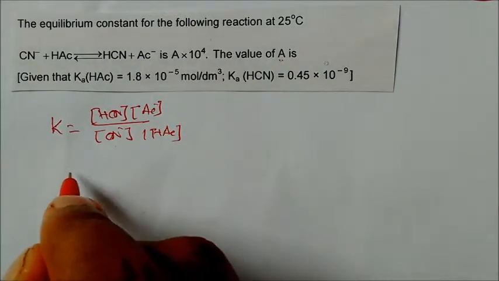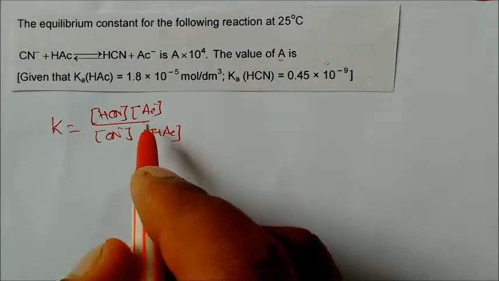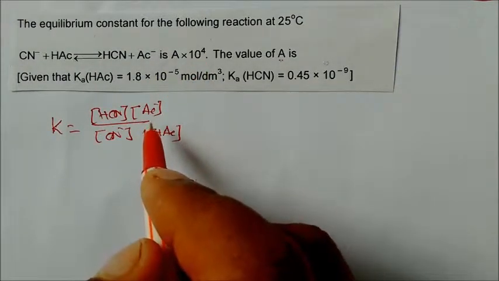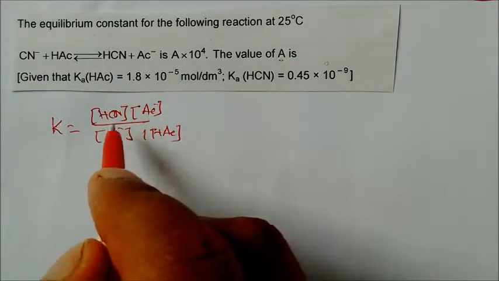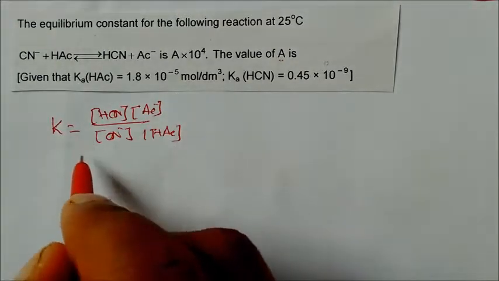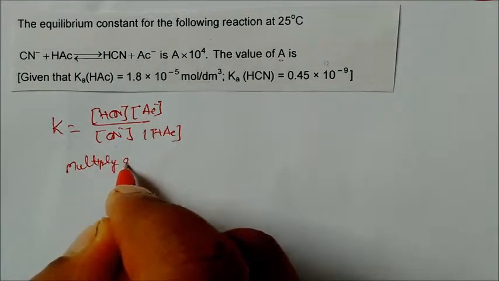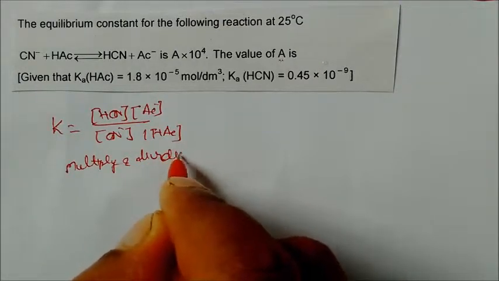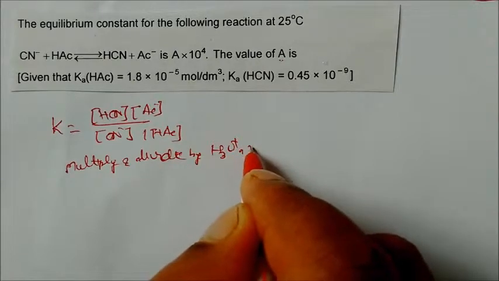Now I am making some change, multiplying by H3O⁺, because our idea is to separate these, so that AC⁻ is separate and this is separate. So this will be separated by multiplying and dividing by H3O⁺. Then what will we get?